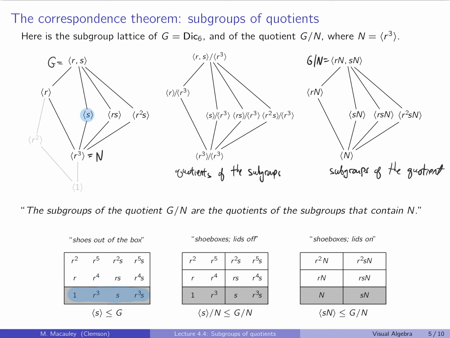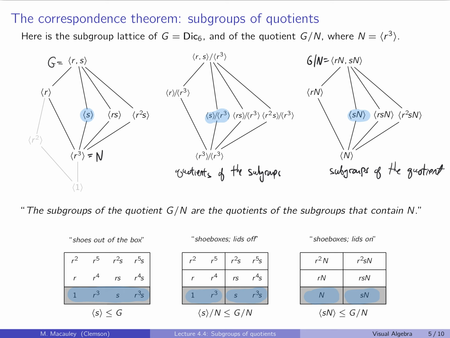And if we take the quotient of that by N, now we get 2 equivalence classes, that is 2 cosets. And those 2 equivalence classes, or those 2 cosets, are the size 2 subgroup of the quotient G mod N. The correspondence theorem actually says more than just this. Not only is there a bijection between the subgroups of G that contain N and the subgroups of the quotient, but basically everything that we want about this lattice to be true is true and is inherited from this lattice.